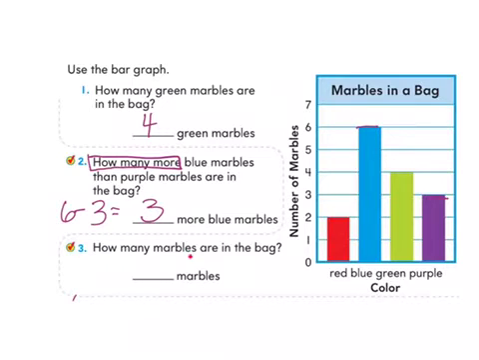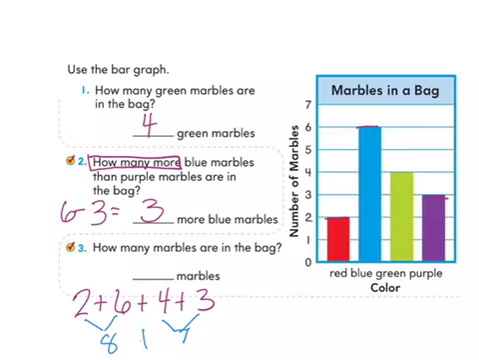All right, how many marbles are in the bag? So that means we need to count up how many all together there are. So we're going to add the red, the blue, the green, the purple all together. So we have 2 red, 6 blue, 4 green, and 3 purple. 2 plus 6 equals 8, and 4 plus 3 equals 7. 8 plus 7 equals 15 marbles. So there are 15 marbles in the bag.